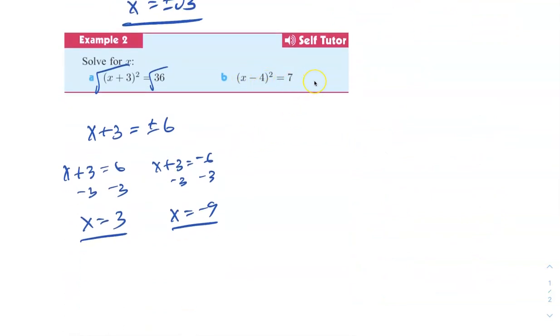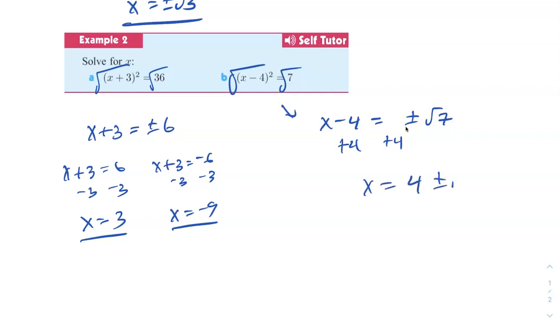Okay, the next one here, same idea. We're going to square root both sides. That gets me x minus 4 equals plus and minus rad 7. I just got to leave it like that, plus minus rad 7. Then we're just going to add over the 4. X equals 4 plus or minus rad 7. And there we go. That's the lesson.